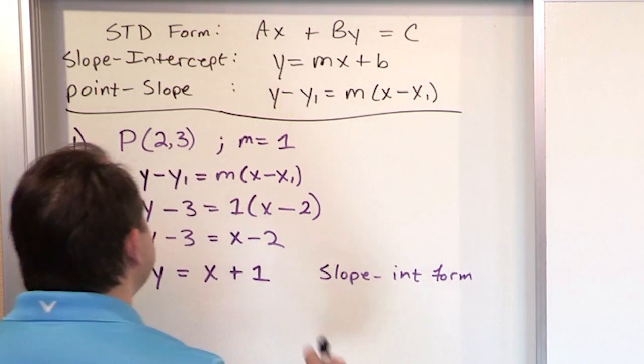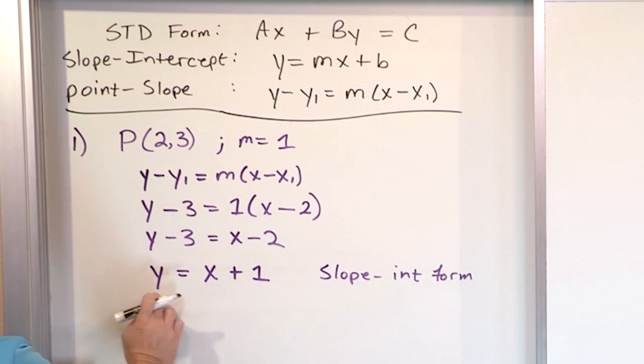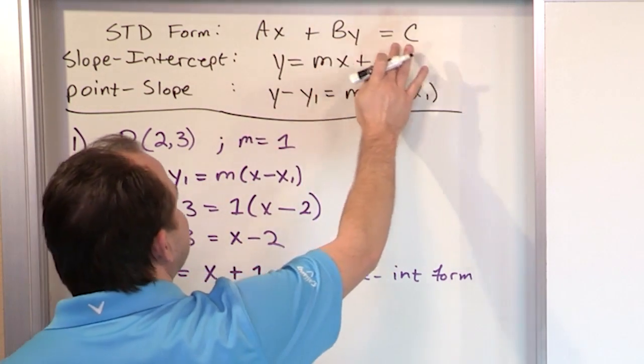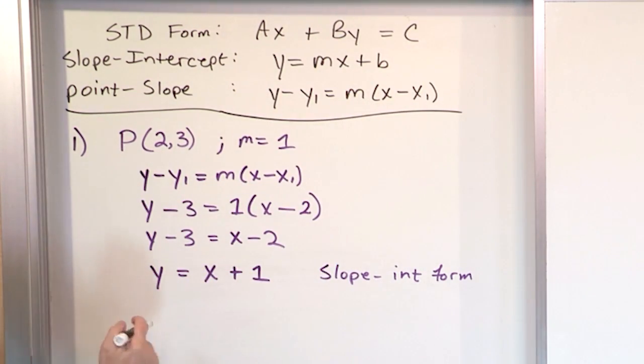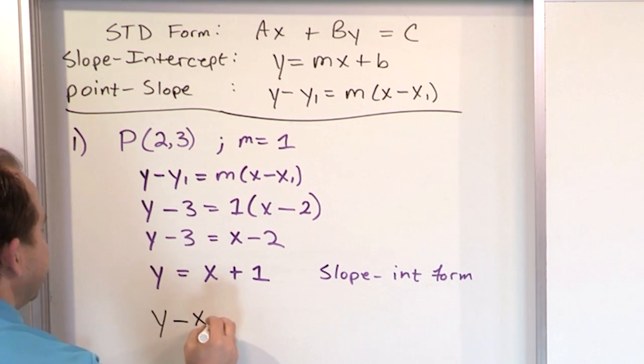what I really want you to do is get down to this point, and then as the very final step, I want you to write the equation of the line in standard form. So how do you get this to standard form? All you have to do is take this and manipulate it so that it looks like ax plus by is c. So move the x to the other side by subtracting x. So it'd be y minus x is equal to 1.